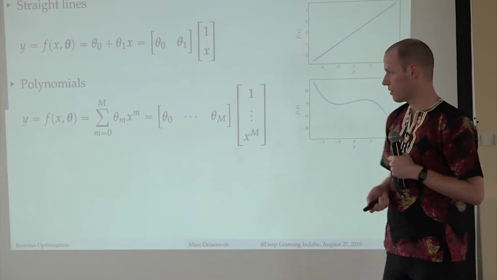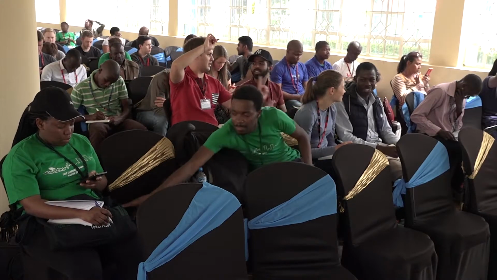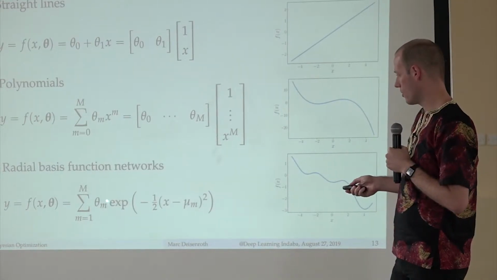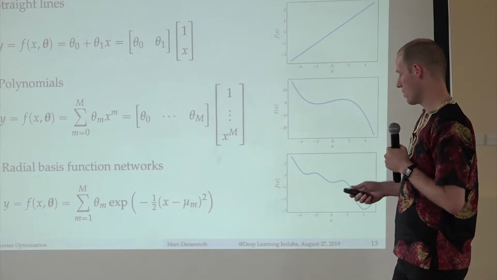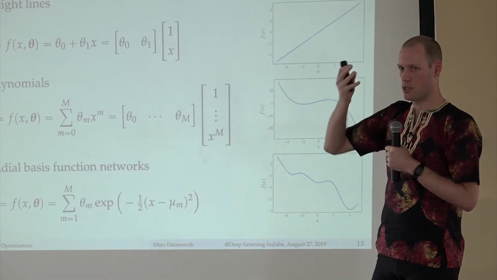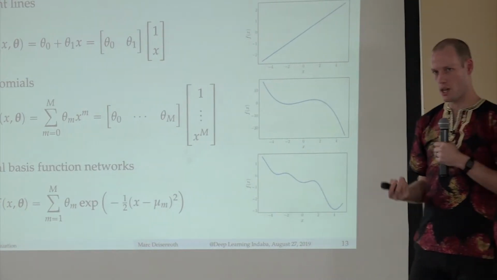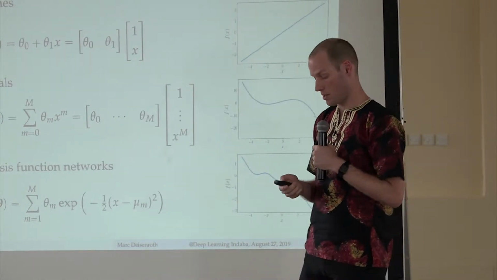We can also do some other things. We can use other basis functions. This one is a radial basis function network. Again, it's linear in the parameters. It's a linear combination of basis functions which have a Gaussian or bell-shaped curve. And that would be an example function that we can describe using this kind of linear regression method.